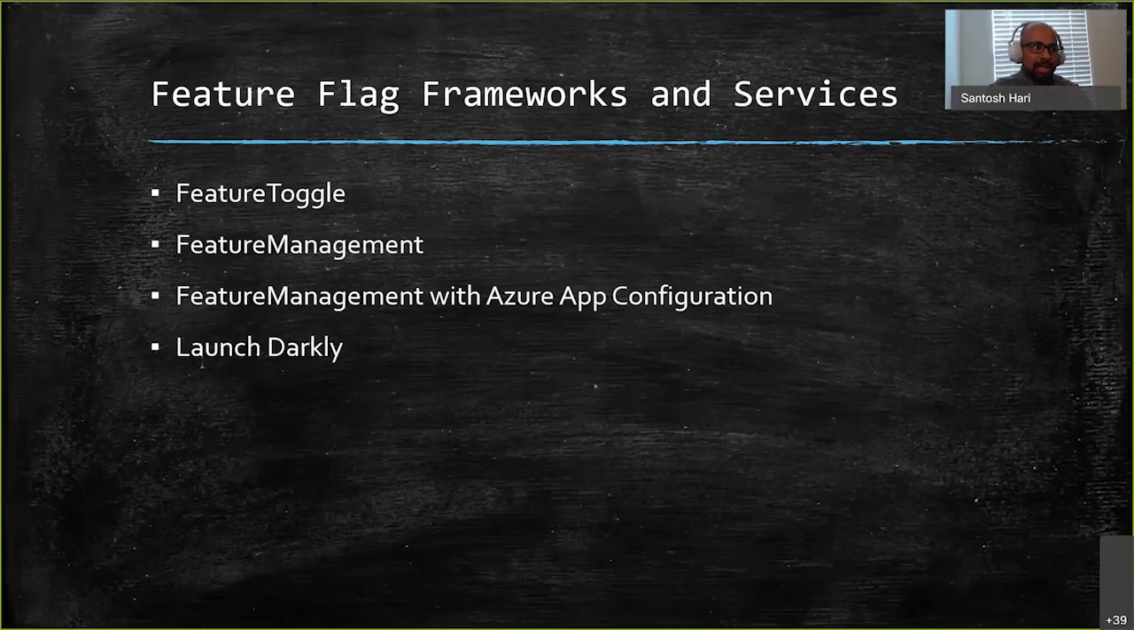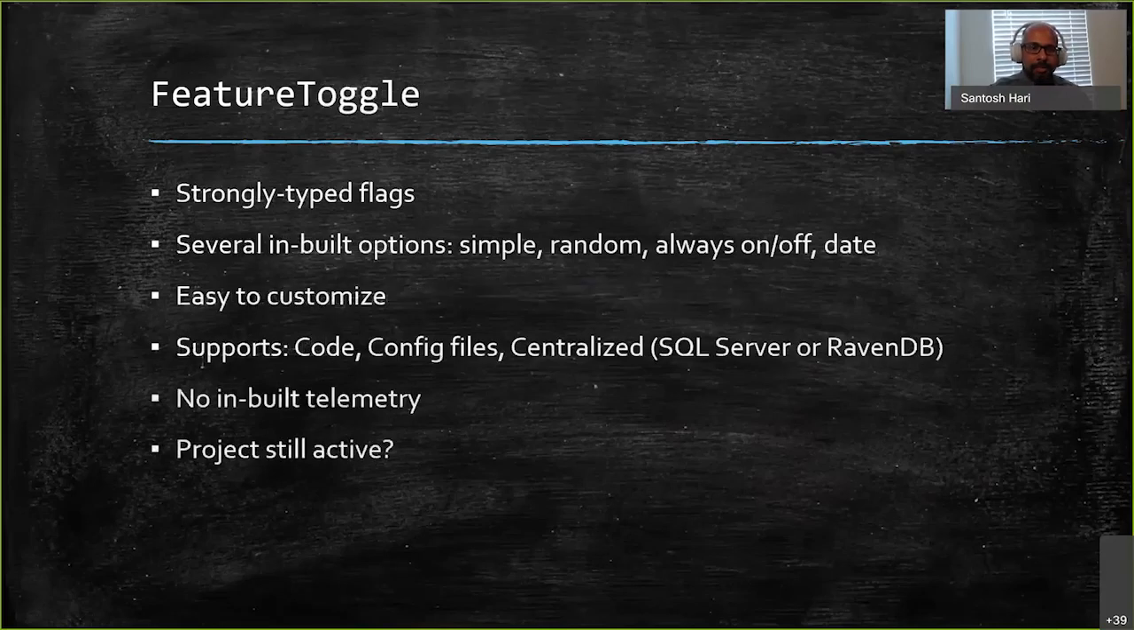So in the next section, I'll be talking about the various feature flag frameworks and services. The first one is something called FeatureToggle. Now, this is the one that I used for the last couple of years, so I wanted to touch on this. It's an open source library.